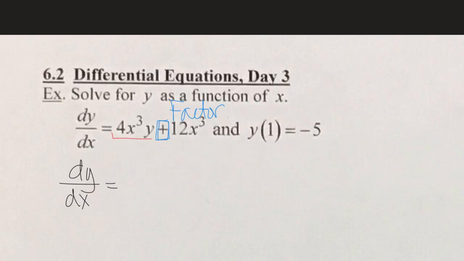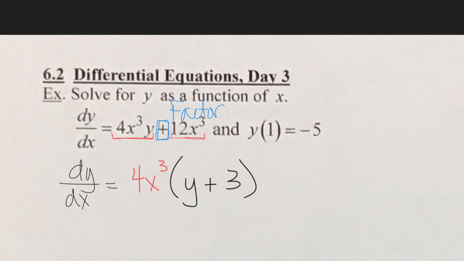So what do 4x cubed y and 12y cubed have as common multipliers? What can I factor out? 4x cubed. I can factor out a 4x cubed. That leaves me with a y and a plus and a 3, I believe. Y plus 3. Right, the 4x cubed divides 4x cubed. 12 divided by 4 is 3. And I have a y. So now I have multiplication. It's 4x cubed times y plus 3.